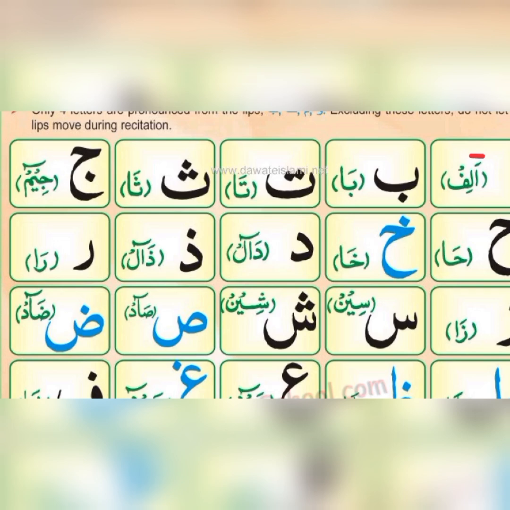The next letter is kha. The address of kha, the point of existence of kha, the articulator of kha is the upper part of the throat. Kha and ghain, these two letters will be pronounced from the upper part of the throat.